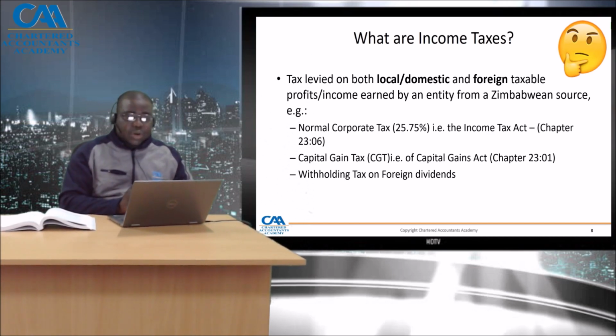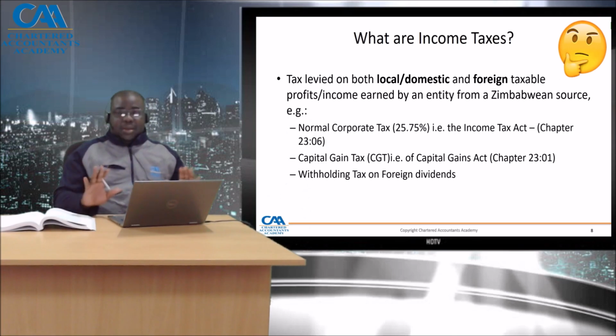An entity also makes income which could be called capital gains income. That will be taxed under the Capital Gains Act, Chapter 2301. An entity also makes investment income, like dividends, and that will be taxed under the Income Tax Act, but with regards to dividend withholding taxes.